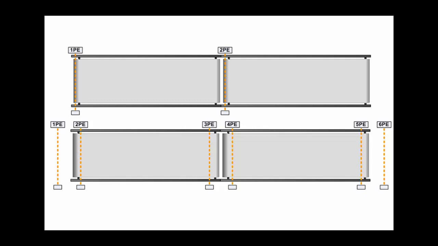We can accomplish this with just 1 photo eye per conveyor by using the entrance photo eye to count the carton onto the following conveyor and off of the preceding.